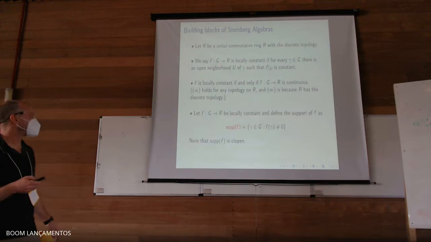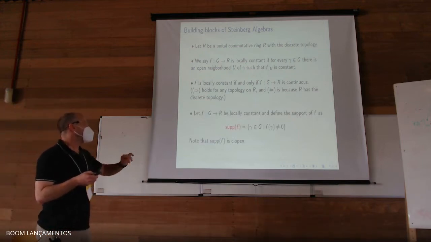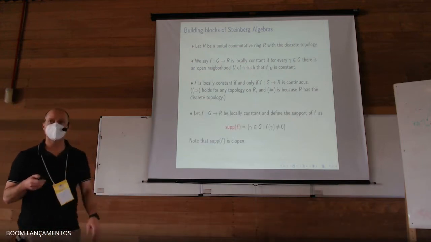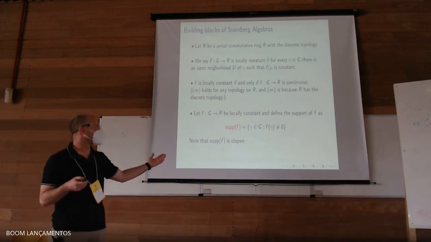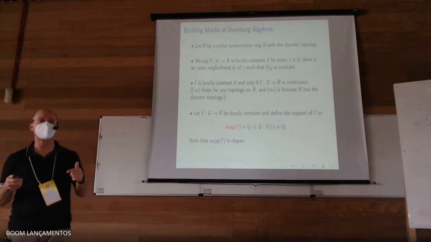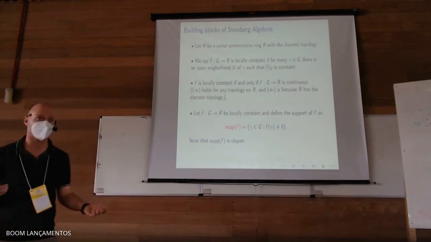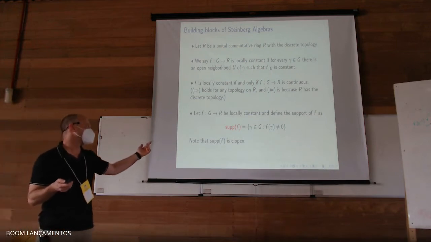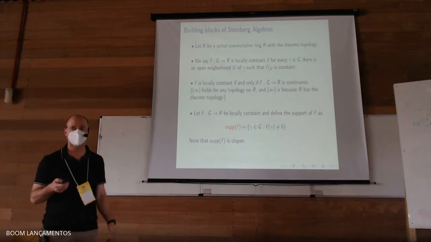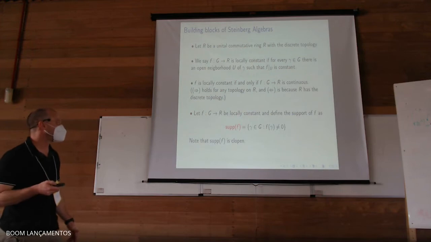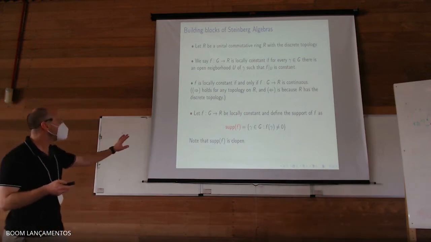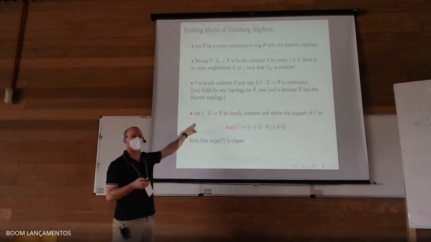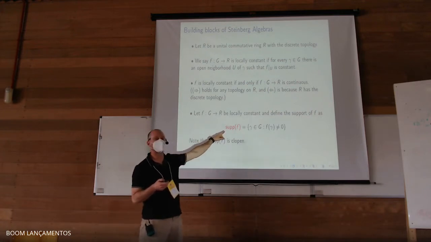Okay, now, suppose we've got some locally constant function from the groupoid into this ring. Then we define the support of f as all the groupoid elements on which the function is non-zero. And the support is a clopen set. Right, so you can try and check that, see if you can prove that. Okay, so these guys are going to be the building blocks of the Steinberg algebra if we also assume that the support is compact.